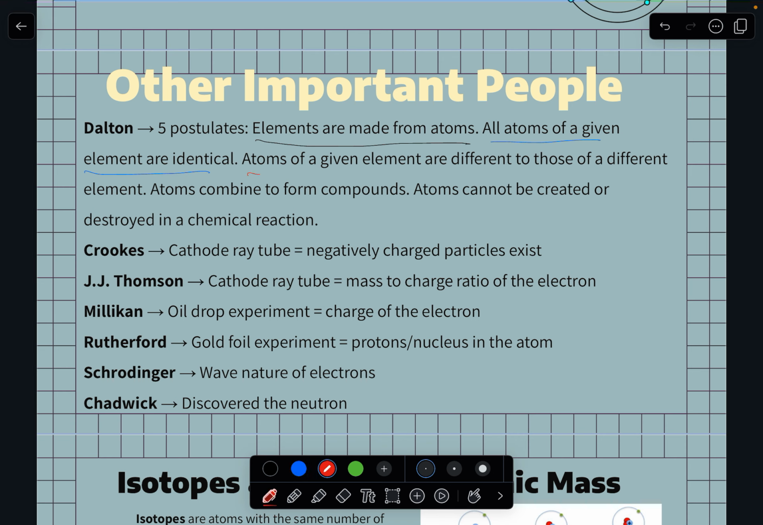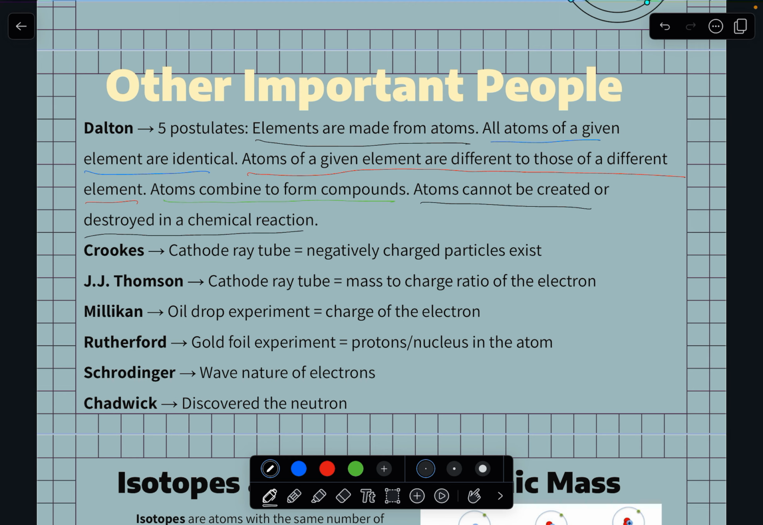His third postulate is that atoms of a given element are different from those of different elements. Remember, we said that protons determine the type of element you have. So if an element has a different number of protons, it is a different type of element, right? Carbon has 6 protons, nitrogen has 7 protons. They're different. The fourth one is atoms combine to form compounds. This is true. And the fifth one is atoms cannot be created or destroyed in chemical reactions, right? So we talked about the law of conservation of energy and mass. If we have a reaction, the atoms cannot be created or destroyed, but they can be rearranged. We can move them around.